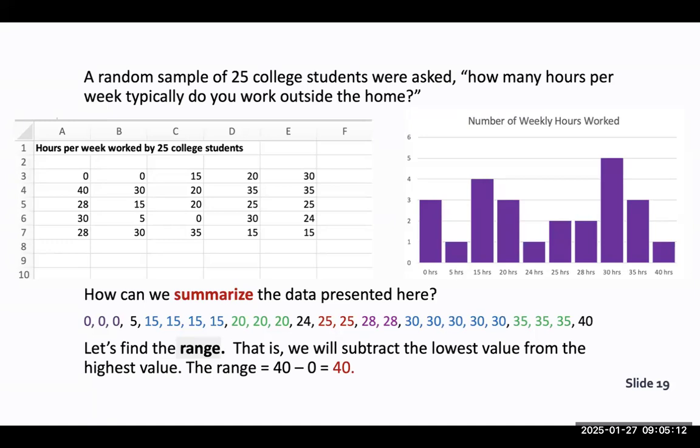The range is one way to talk about how the data is spread. So the range is also a statistic. It's a piece of data that summarizes this data set.